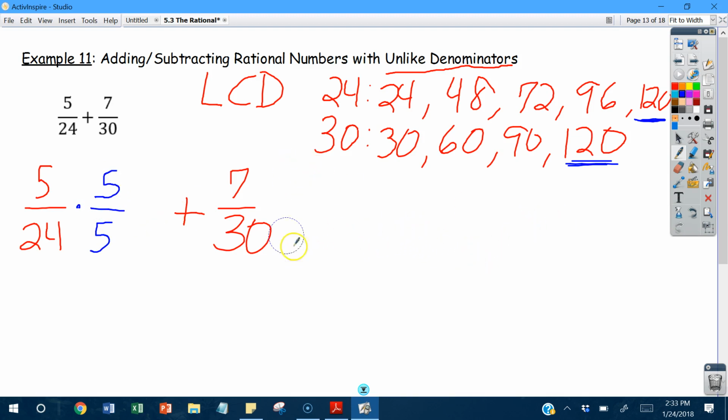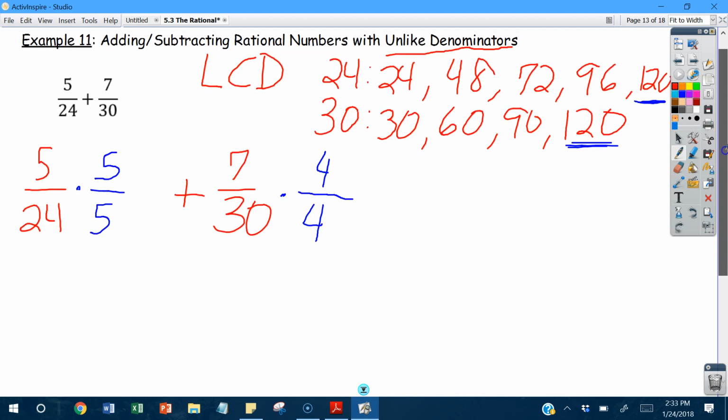And we'll do the same thing here. So we want to multiply 7 over 30 by some number over itself so that 30 becomes a 120. Okay, so these are the multiples of 30. We multiply 30 times 1 to get that, 2 to get 60, 3 to get 90, and 4 to get 120. So 30 times 4 is 120. And then we got to multiply the numerator by 4 also, so we're not changing anything.